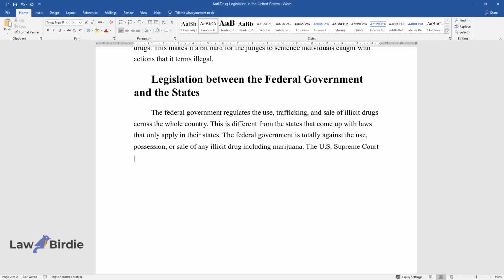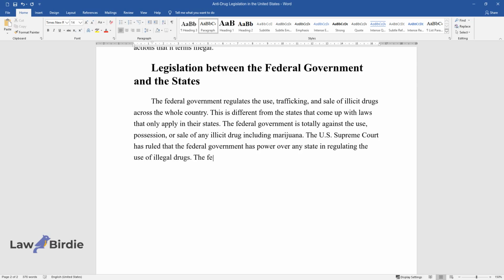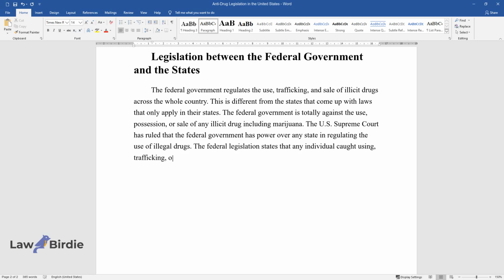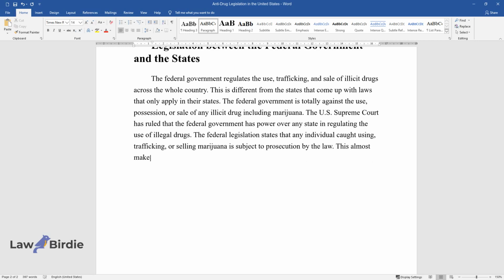The U.S. Supreme Court has ruled that the federal government has power over any state in regulating the use of illegal drugs. The federal legislation states that any individual caught using, trafficking, or selling marijuana is subject to prosecution by the law. This almost makes the laws by the states that differ from the federal laws null and void.